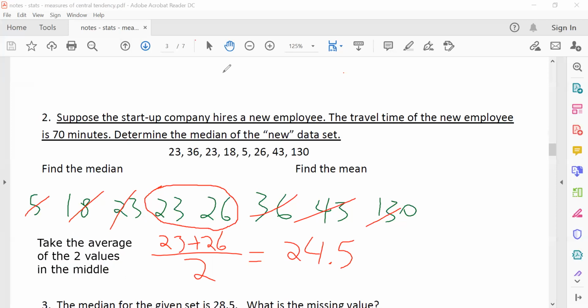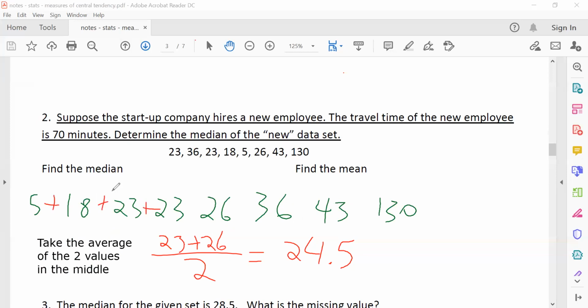You're going to end up with 24.5. So we added a large value into the mix. The median went up a little bit. It went from being exactly 23, just a little bit higher, to 24.5. But now let's see what kind of impact that's going to have on the mean. And it's going to be pretty nasty, pretty mean. I apologize for my bad puns.